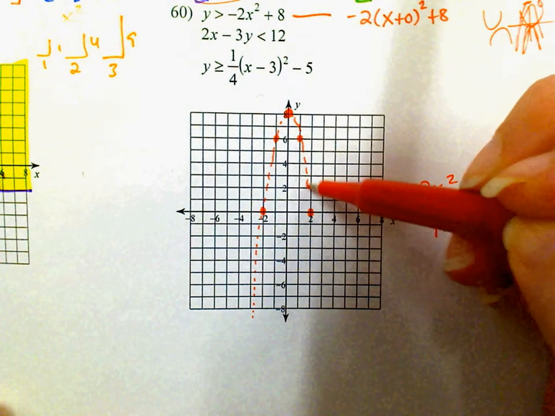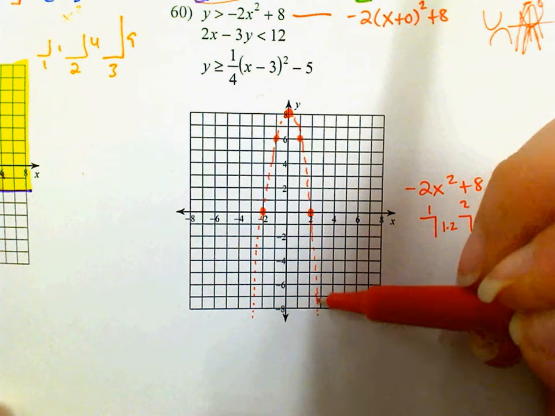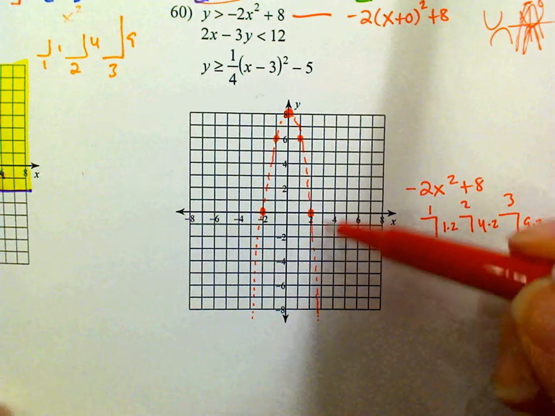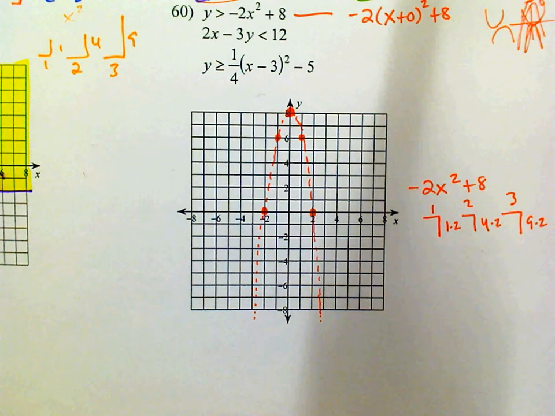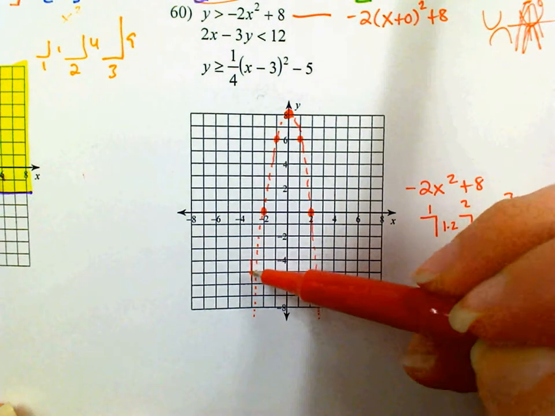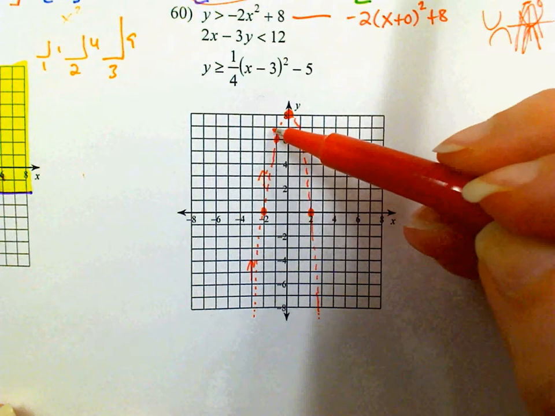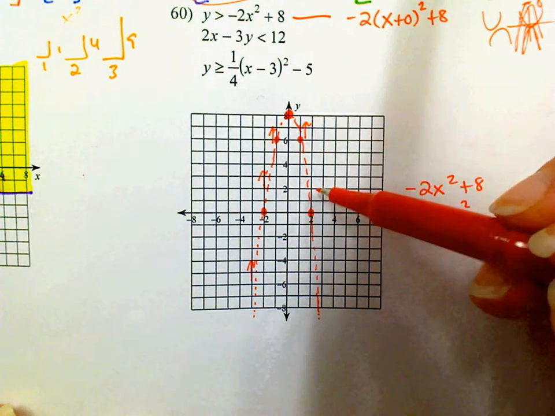Because I know the next point is 18, I can't go past x equals 3. Yeah? So what does the inequality mean? My arrows are pointing up. Okay, so outside the parabola.